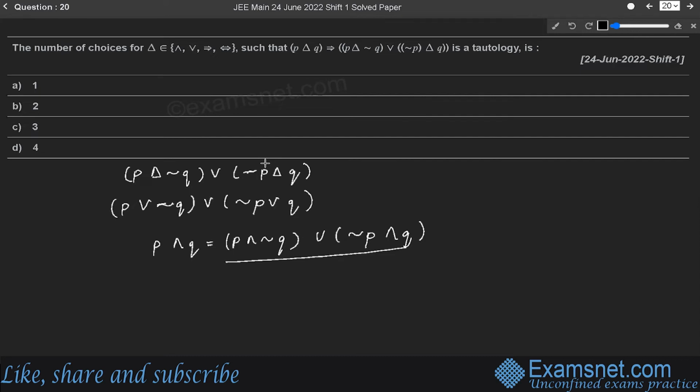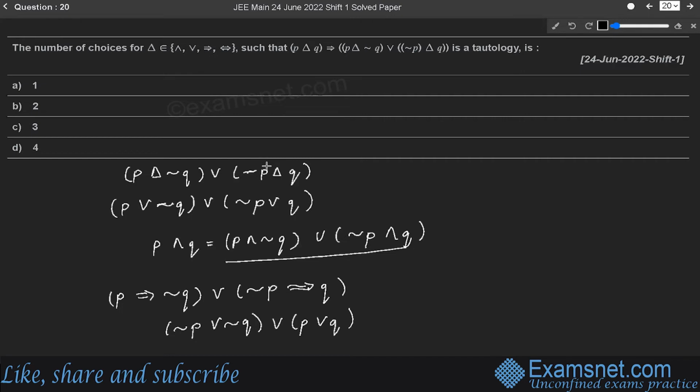Another case is when delta is the same as union, then we can say that P union Q, union again P union Q, is the same as P union Q whole union P union Q, which is also true. So X becomes a tautology here also.